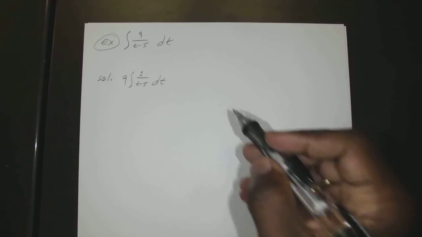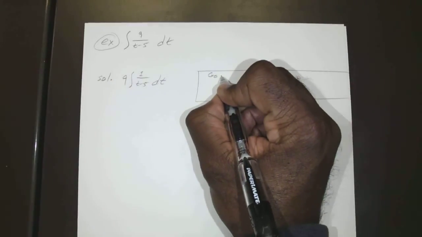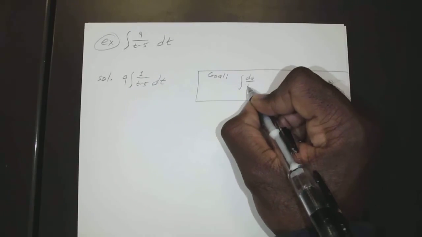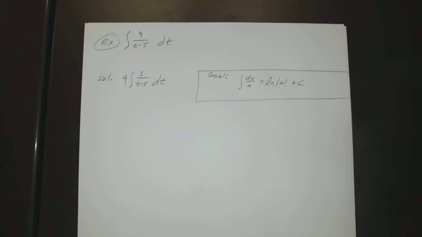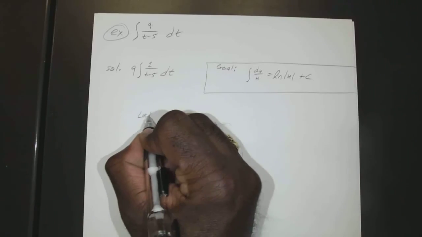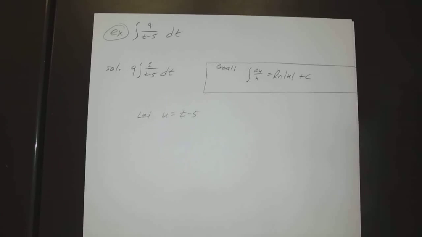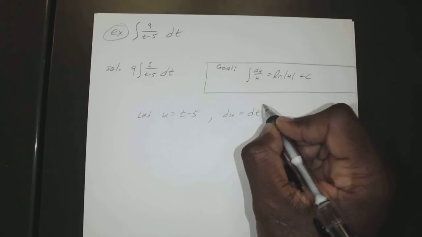Okay. Now the goal, rather, is that the integral of du over u equals natural log of the absolute value of u plus c. Okay. So here, what if we let u equal t minus 5? Yep, the derivative of that will be just 1, or dt. So the derivative of u is equal to 1 dt, or just dt.